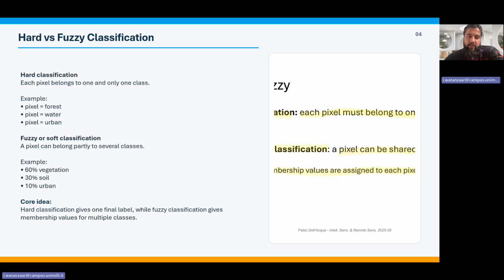It is exactly assigning the overlapping, and we can see in the core idea that hard classification gives one final label, while fuzzy classification gives membership values for multiple classes. And this is obvious, that we are having overlapping of the pixels, so it is really helping the fuzzy or the soft classification.